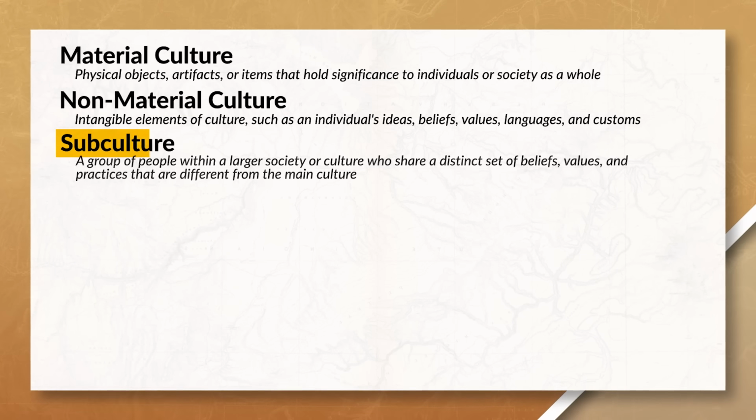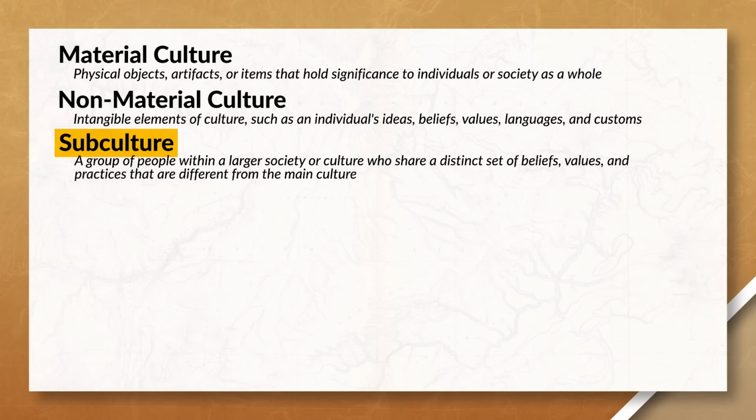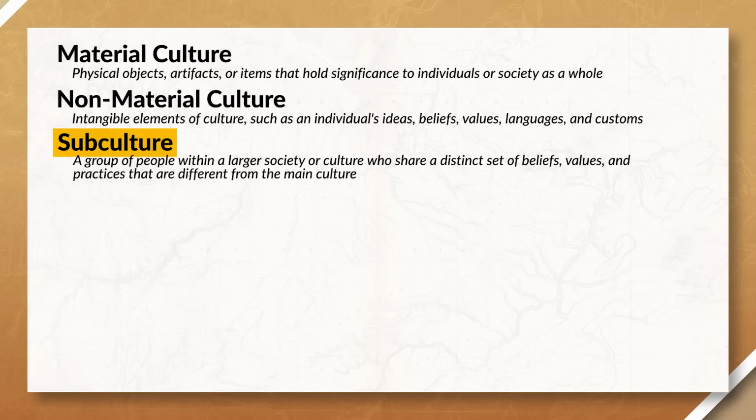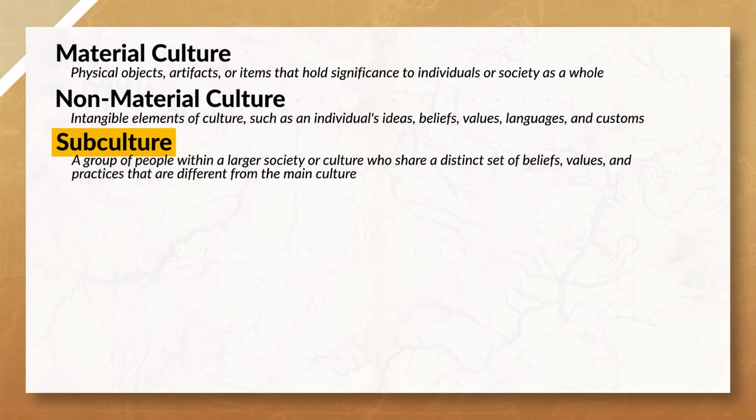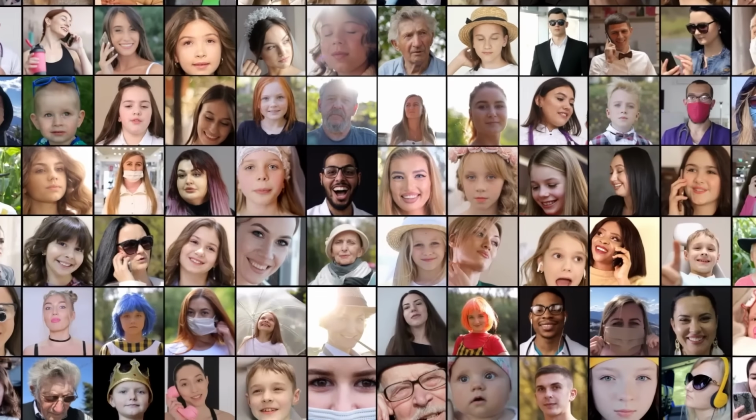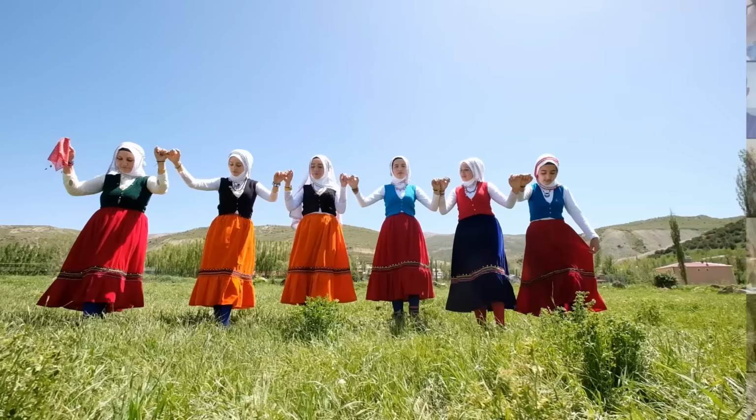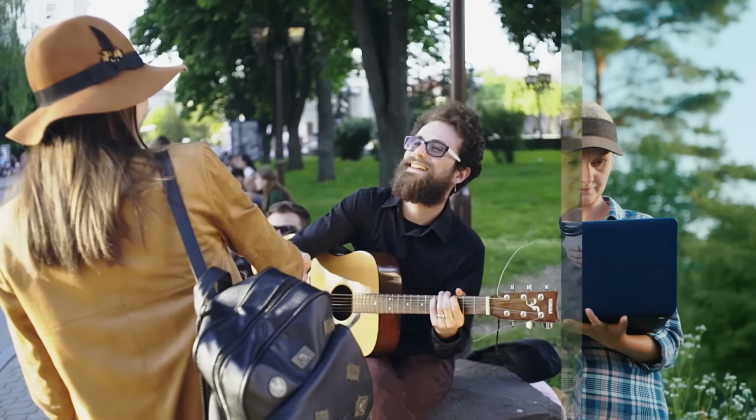Now, when looking at culture, we also need to talk about subculture. A subculture is a group of people within a larger society or culture who share a distinct set of beliefs, values, and practices that are different from the main culture. For example, your school probably has a school culture that is unique to your school. But if we look at each individual grade or even each individual class, we will probably find there are unique cultures that exist within the different grades and classrooms. So we can see that culture comprises a society's shared practices, technologies, attitudes, and behaviors.